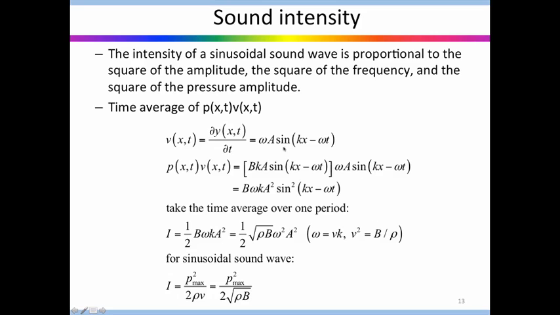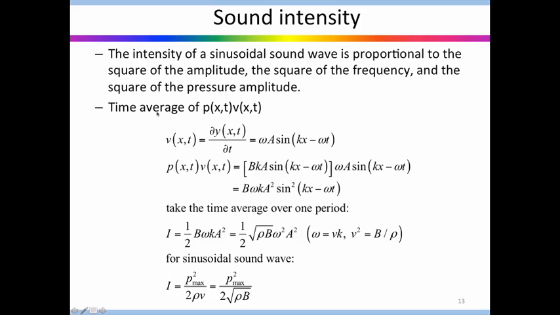Okay, so now back to sound intensity. We have talked about the pitch and the tone color, the timbre. So now let's talk about the intensity of a sound wave. If the sound wave is sinusoidal, then the intensity is simply proportional to the square of the amplitude, the square of the frequency, and the square of the pressure amplitude.